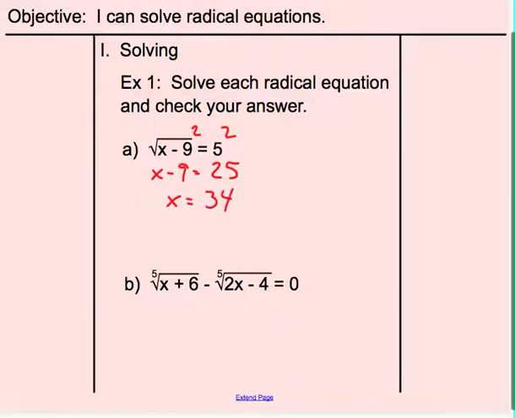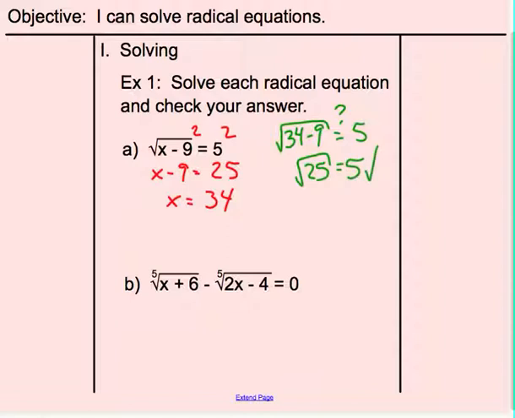Now again, with radical equations, similar to when we looked at solving rational equations when we had a denominator, there are some restricted domains with these. So we need to make sure that we have the correct answer and not an extraneous solution. So we've got to check our answer, substituting 34 back into the original equation. Does the square root of 34 minus 9 equal 5? Well, 34 minus 9 is 25, and the square root of 25 is 5, so that checks out.